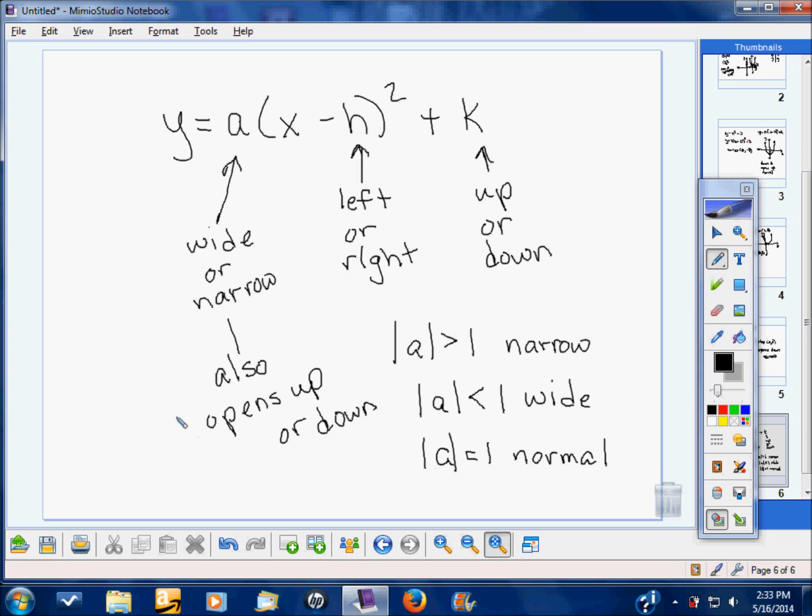Now, I'll get to that in a second. It opens up or down based on whether A is positive or negative. If A is positive, then it opens up. It opens down if A is negative. So A is positive means that it opens upward. A is negative means that it turns the graph upside down.